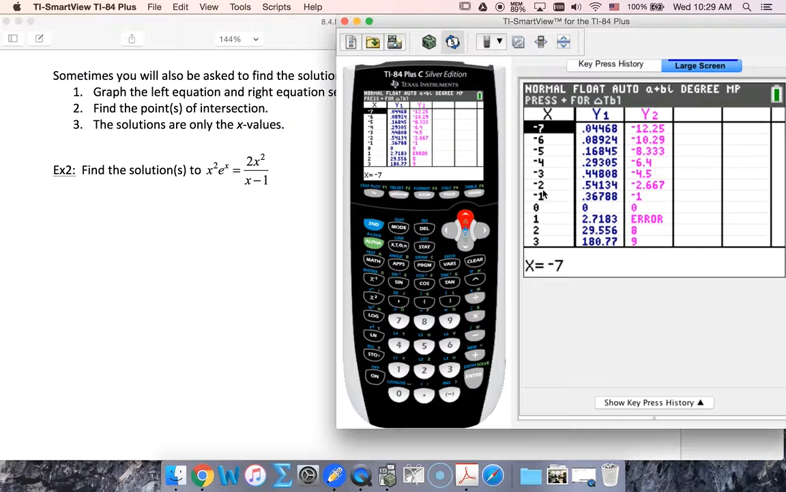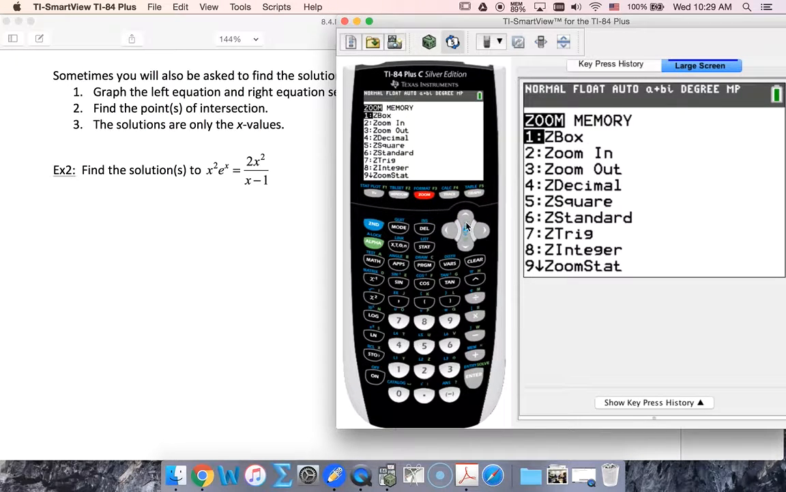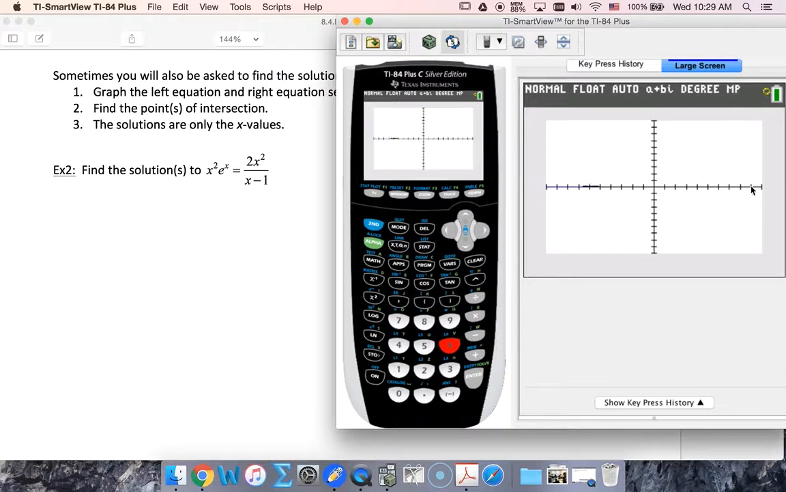To get just a slight picture of what I've got, I could zoom and say zoom standard, which just gives me a negative 10, 10, negative 10, 10 window. And now I can see that little bump more clearly from my first graph. Here's my second one. And we can see there is a second point of intersection. So right at the beginning, near x equals 1, we do have a second point of intersection.